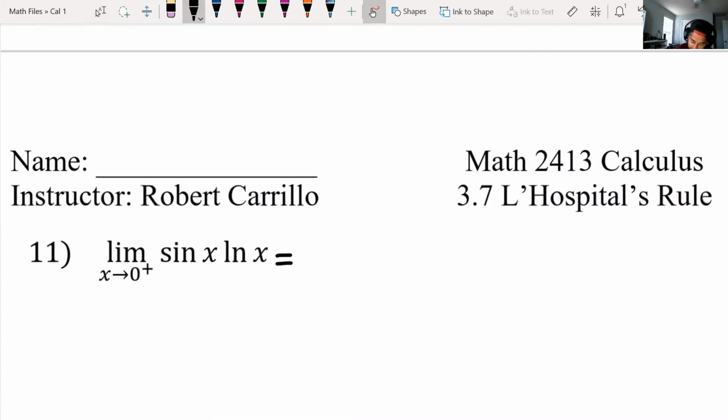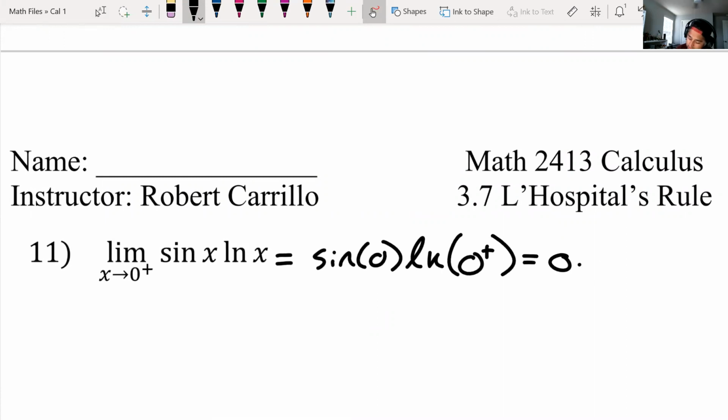All right. 11, plug in 0. I'm owed it from teaching sine with 0. Related rates. Yeah, there you go. And that's 0 from the right. So that would be 0 times negative infinity, which is indeterminate. So L'Hopital's, nope, not L'Hopital's yet. So we have an indeterminate product. So we now have to rewrite it as a quotient.